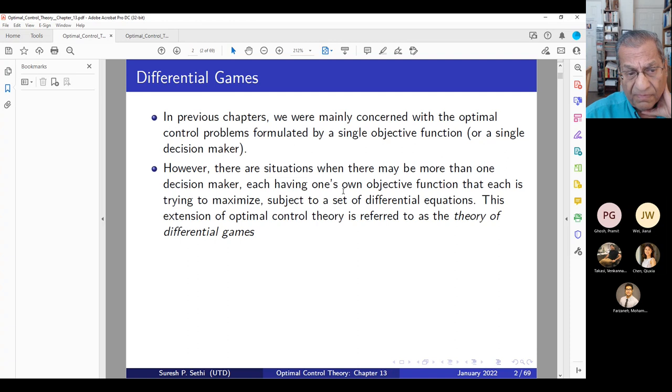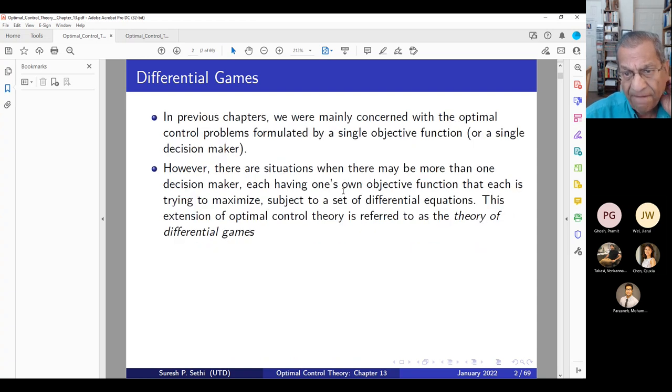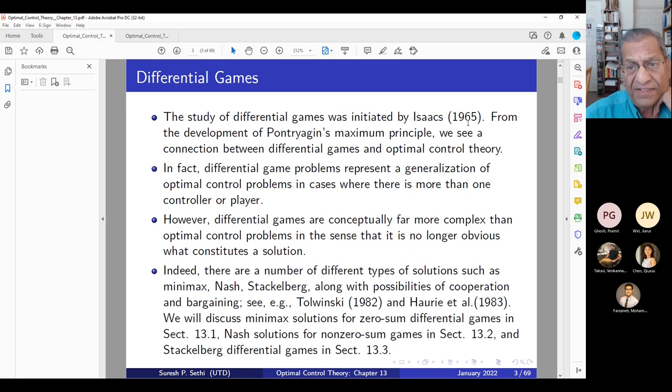So with game theory, we begin with the simplest games. Oh, there's a little bit of history here. Let's go a little bit about that. Rufus Isaacs studied differential games from the point of view of the Pontryagin maximum principle. So there is a connection between differential games and optimal control theory.